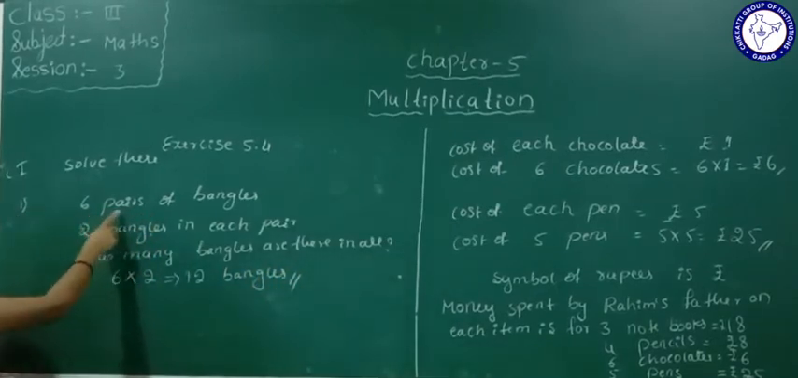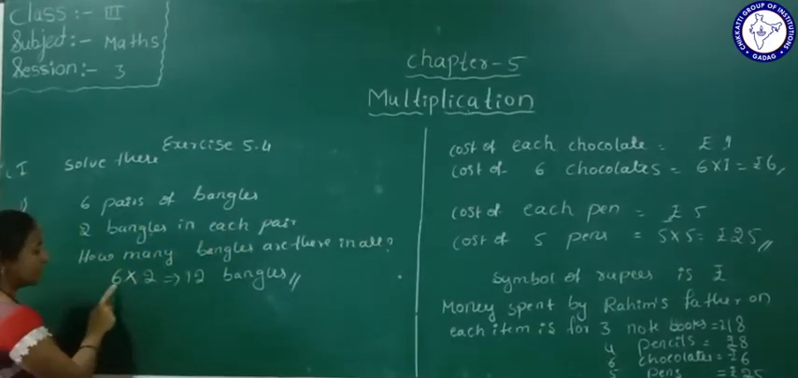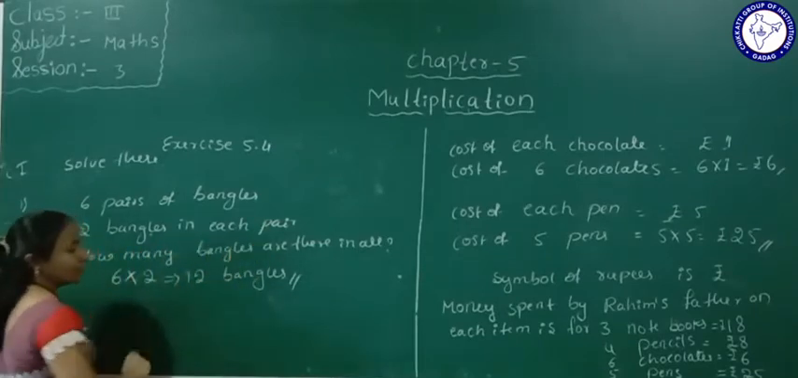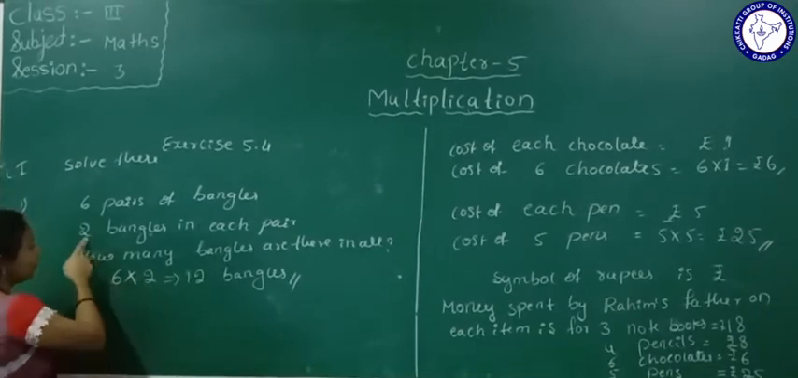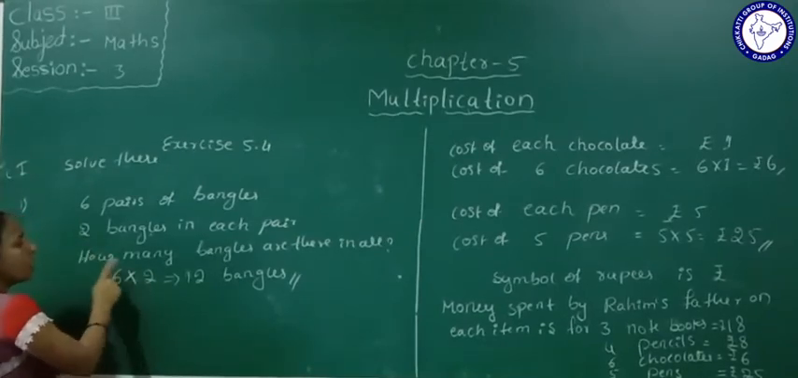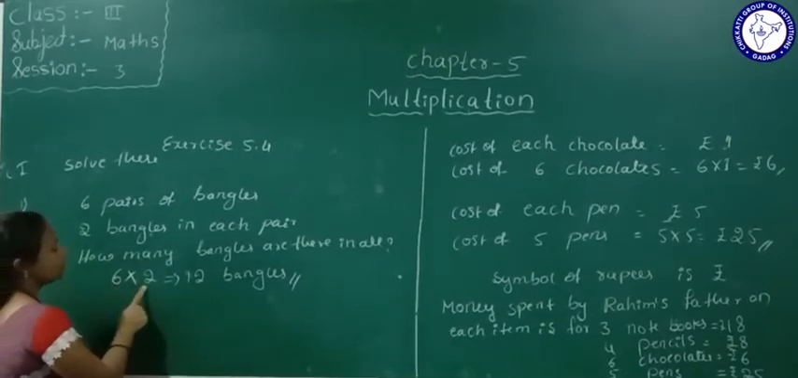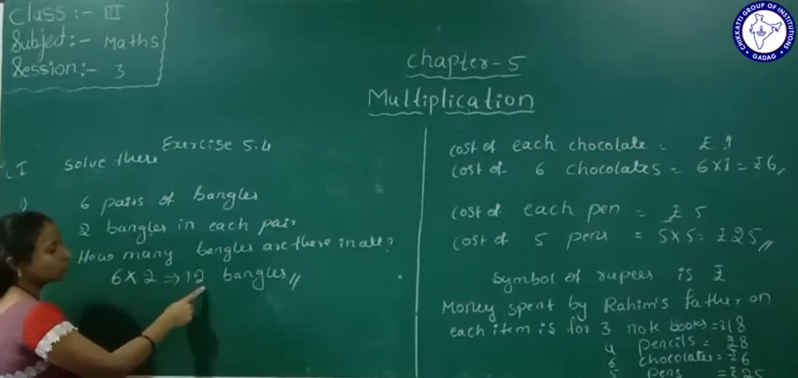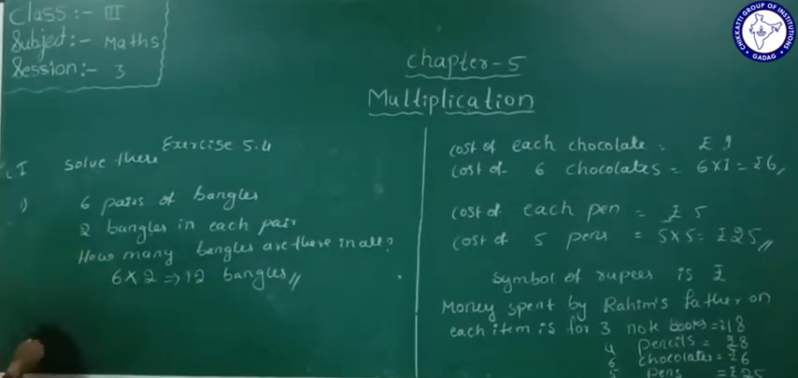So here 6 pairs of bangles, with 2 bangles in each pair. In one pair having 2 bangles, how many bangles are there in all? So I'll write here, see, 6 into 2 is equal to 12. 6 twos are 12. Understood students? Total 12 bangles are there. Okay. Next one we'll see here.